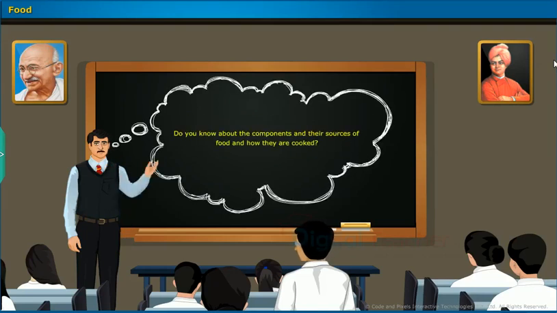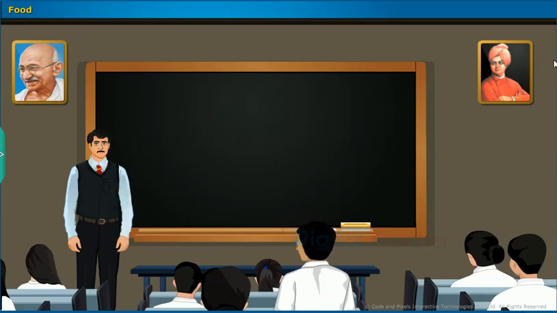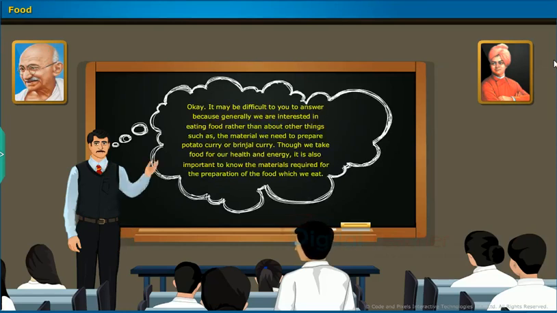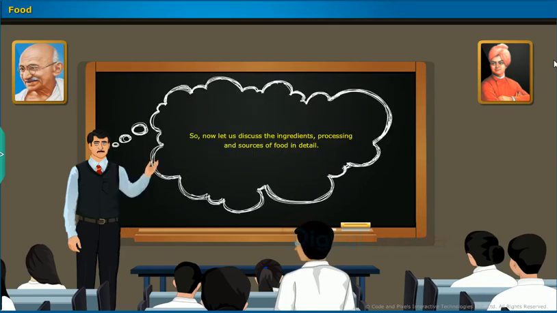Do you know about the components and their sources of food and how they are cooked? No, sir. Okay. It may be difficult for you to answer because generally we are interested in eating food rather than about other things such as the material we need to prepare potato curry or brinjal curry. Though we take food for our health and energy, it is also important to know the materials required for the preparation of the food which we eat. So, now let us discuss the ingredients, processing and sources of food in detail.